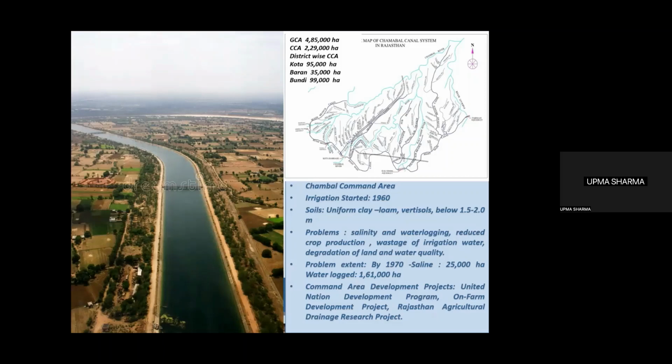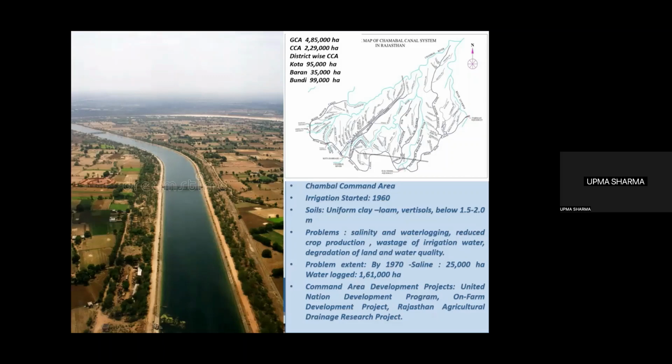Since then, the problem of salinity and waterlogging has been observed. It has been worsened by undulating terrain, improper water management and conventional farming practices. The problem of salinity has reduced crop production.